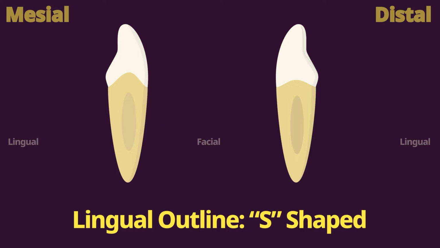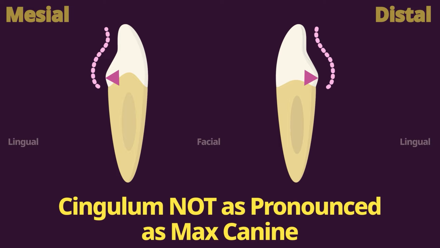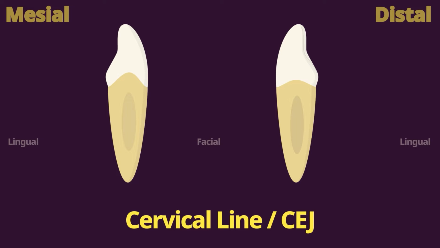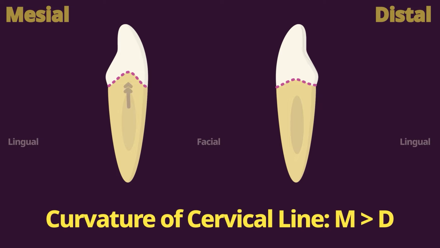The lingual outline is S-shaped, convex over the cingulum and concave to the cusp tip. The height of contour is that cingulum at the cervical 1/3. And that cingulum is not as pronounced as the maxillary canine cingulum was. The cervical line, or CEJ, where the crown meets the root, curves towards the incisal, towards that cusp tip. The mesial curvature is larger than the distal curvature.